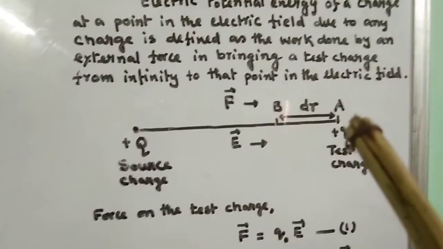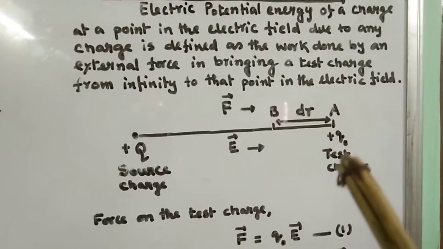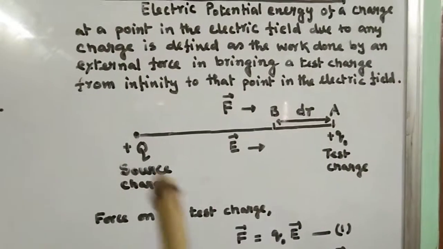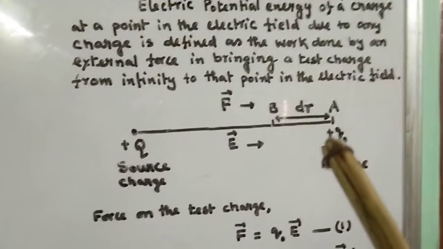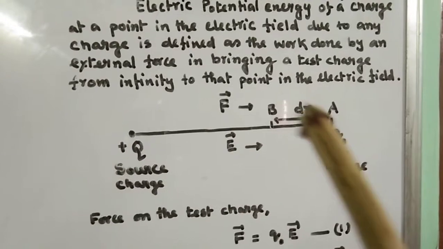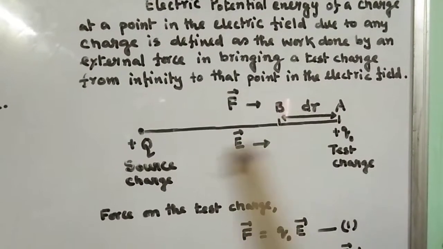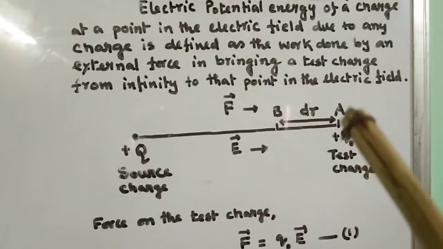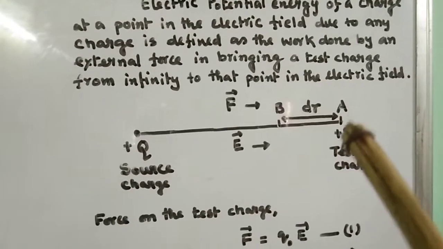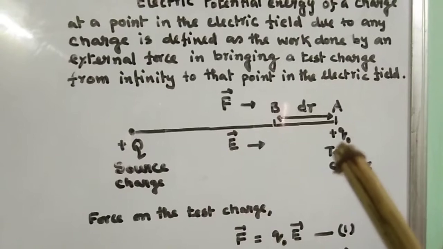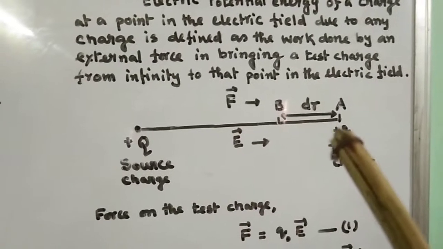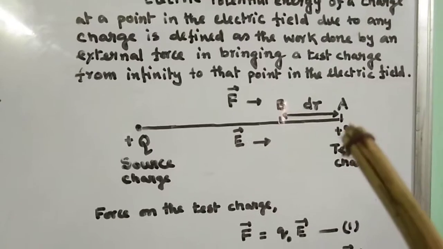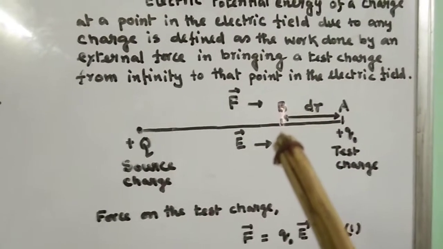So let me consider that a test charge is already at point A, which is well within the field, and you have to move this test charge from A to B. So definitely this is positive, so a repulsive force will be there. So if you have to move this test charge plus Q naught from A to B, then you have to do work against this repulsive force, and doing work is nothing but spending a certain amount of energy, and that energy gets stored in the charge as potential energy.